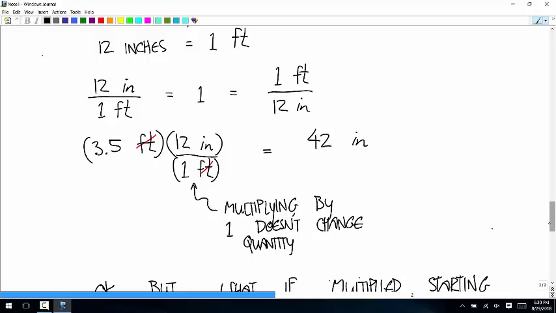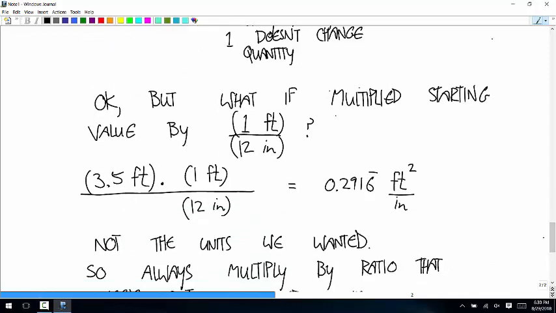Okay. The second one went wrong because we started with feet. We multiplied by a ratio that didn't cancel feet. And now we have this crazy combination. Okay. So what you're going to want to do is just always choose the ratio that cancels the thing you're trying to get rid of.